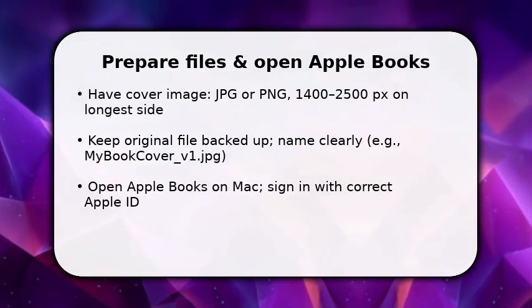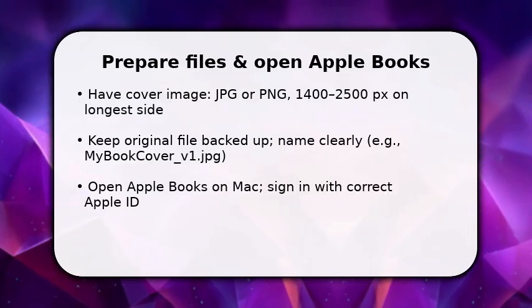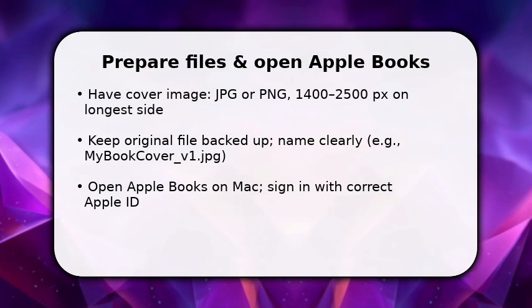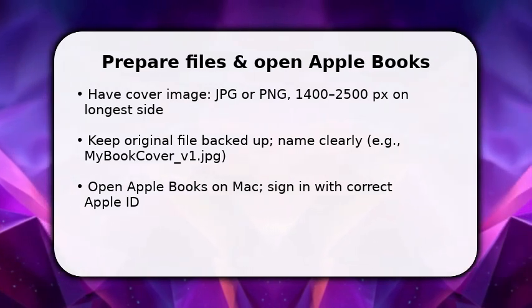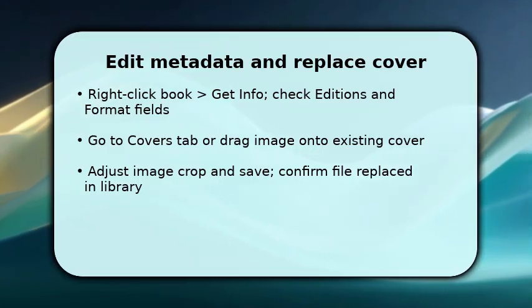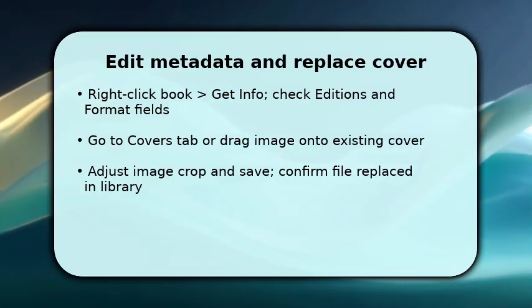Next, locate the book in your library. You want the specific edition that appears under the drop-down, not a sample or preview. Now you edit the book record and swap the image. Right-click the title and choose Get Info. Confirm you're editing the correct edition and file format.